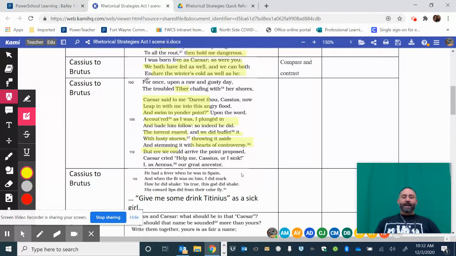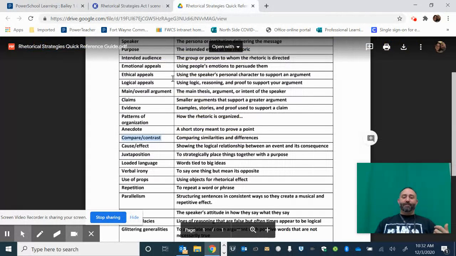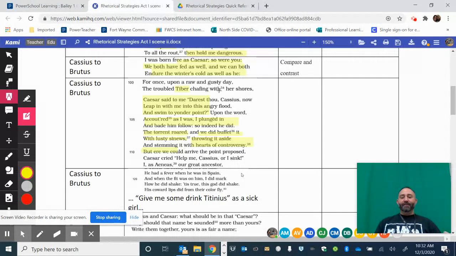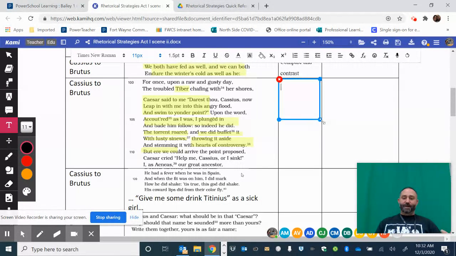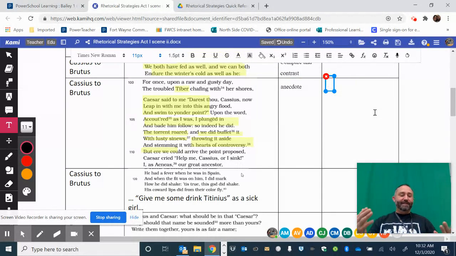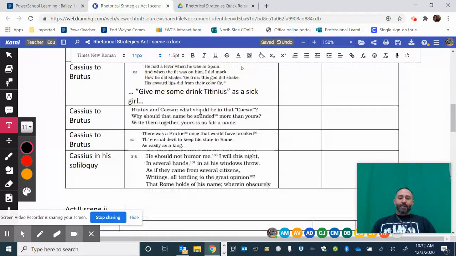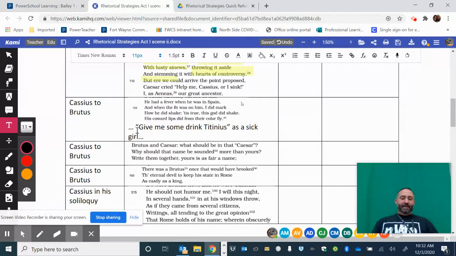But Cassius just told a story. And when you tell a story to prove a point, that is known as an anecdote. So what I'm going to do is label this rhetorical strategy that he did as an anecdote. But the question over here is, why would Cassius tell this story? Then we'll move on to the next one.